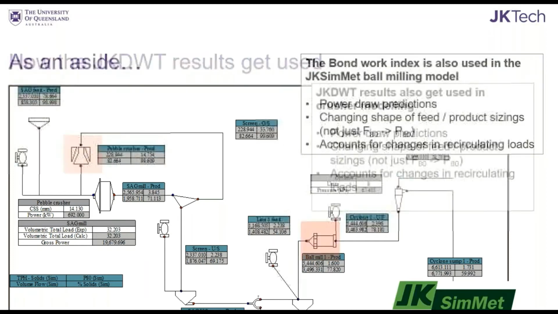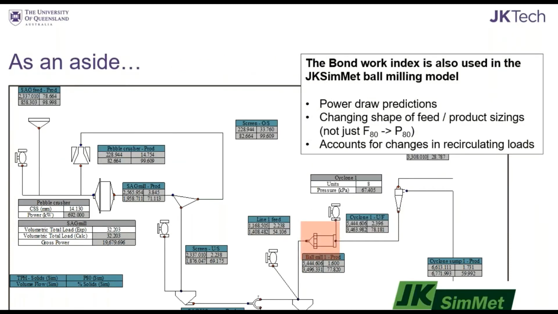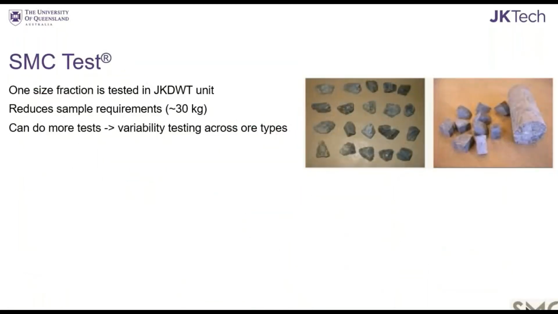Same thing goes for the Bond work index. The Bond ball or even the Bond rod can be used within SimMet, again for other design or optimization purposes, and can do the same thing. One of the main things there is accounting for those changes in circulating loads, and also the shape of the feed and product sizes as well.